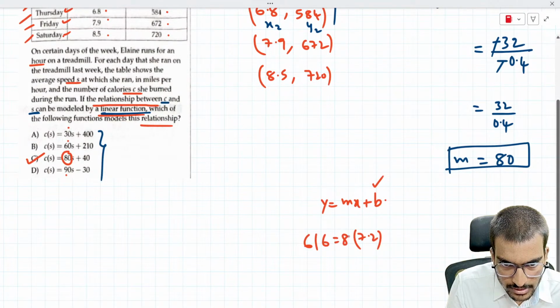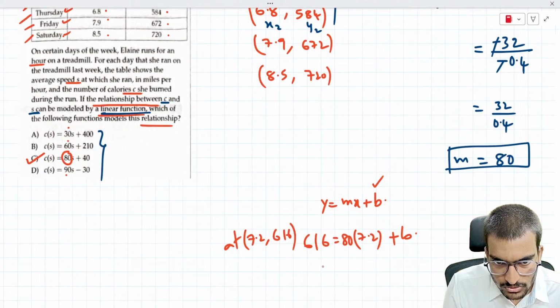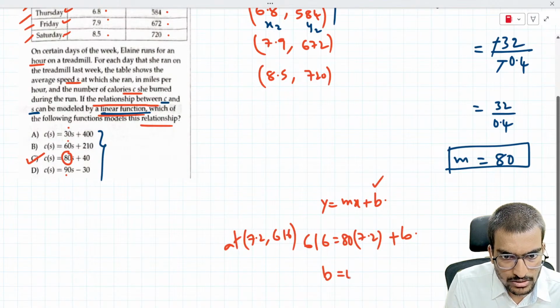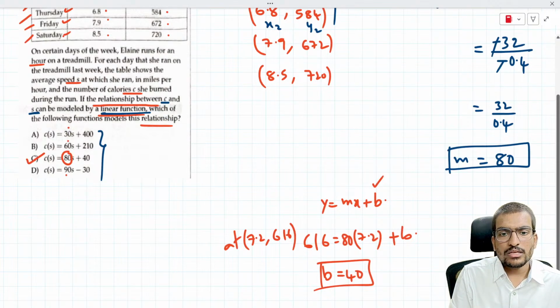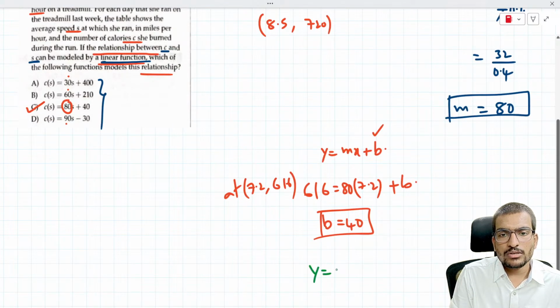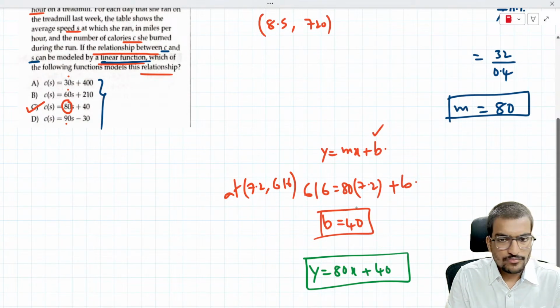616 equals m, which is 80, times 7.2, plus b. If you solve this, you are going to get the b value as 40. And if you form the equation now, y equals mx plus b, with m is 80 and b is 40, y equals 80x plus 40, which is again option C. I think it's clear for you now.